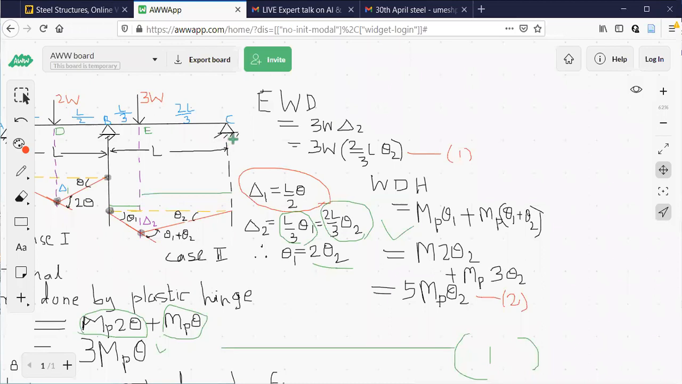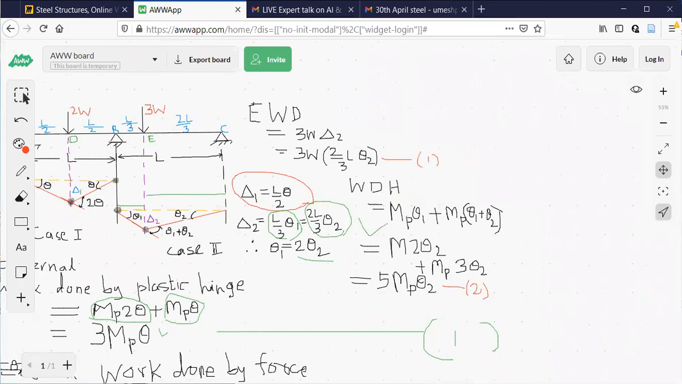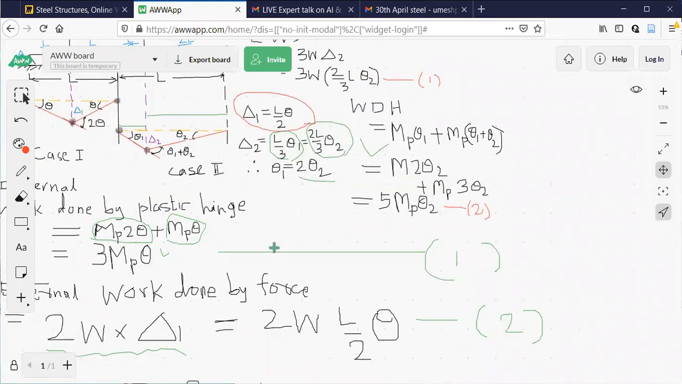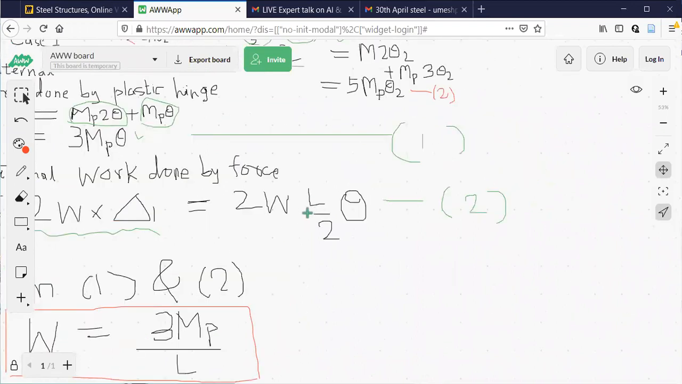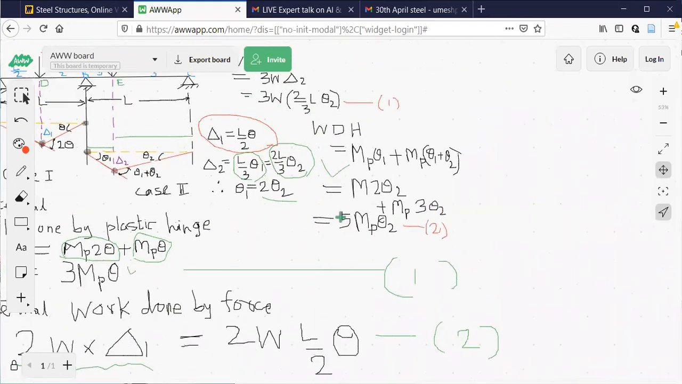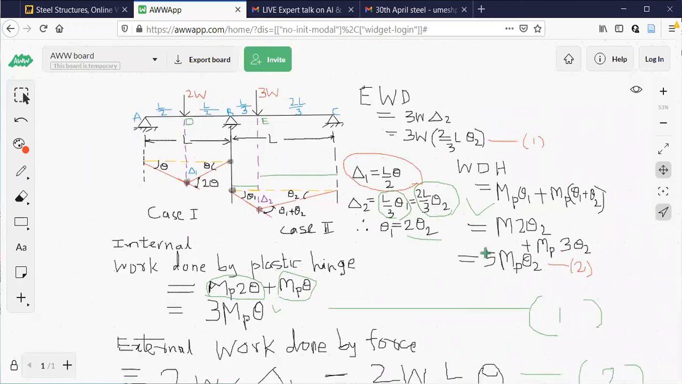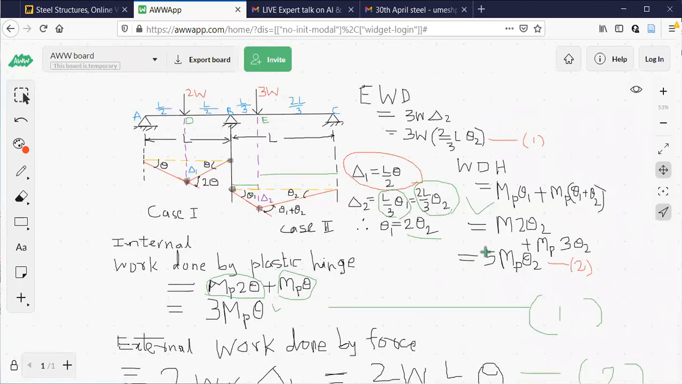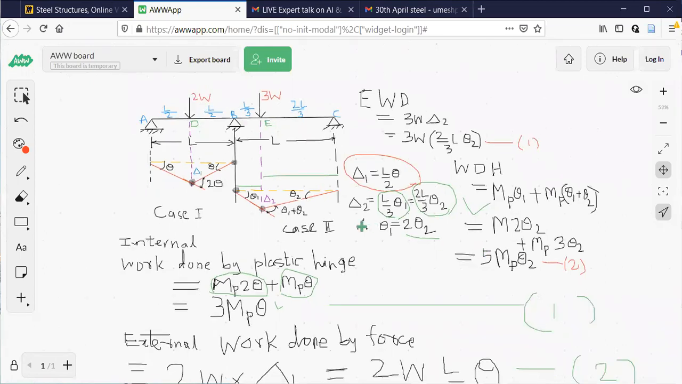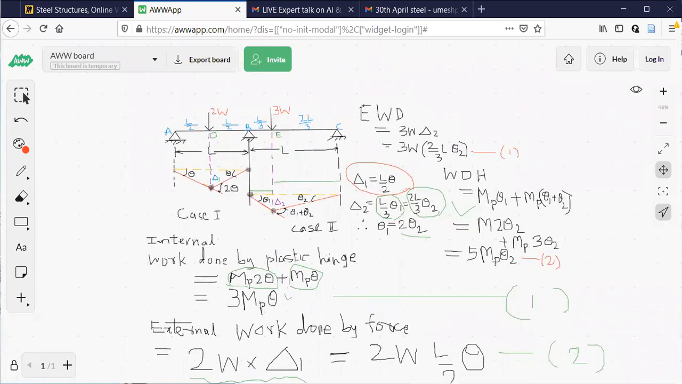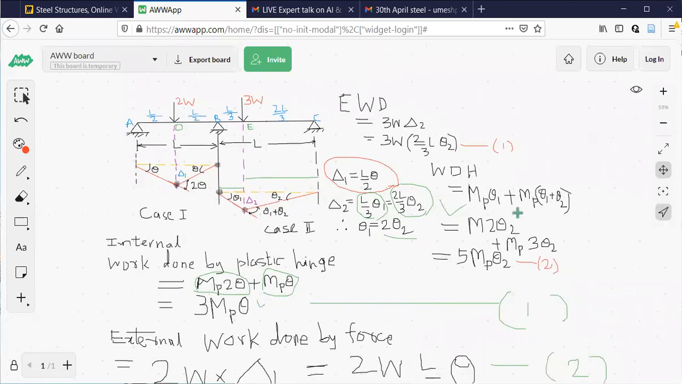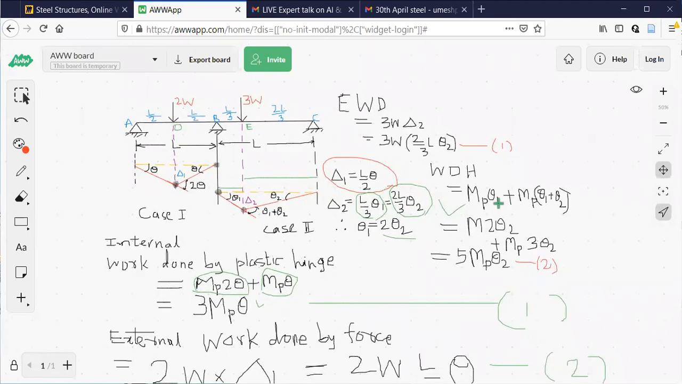So one is 3 MP by L. One more is 2.5 MP by L. Okay, so out of this, whichever is smaller, that should be taken as your collapse load for this problem. Okay, is it clear this one? So once you do this one, you can easily try one more example. I'll show you that one.